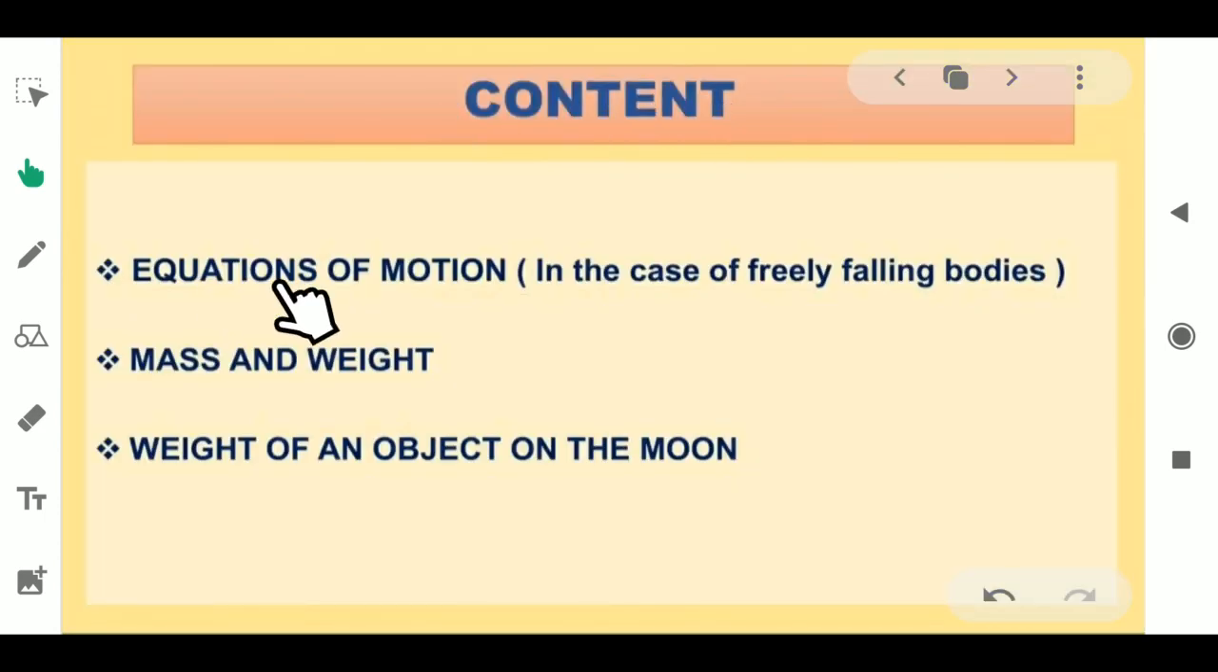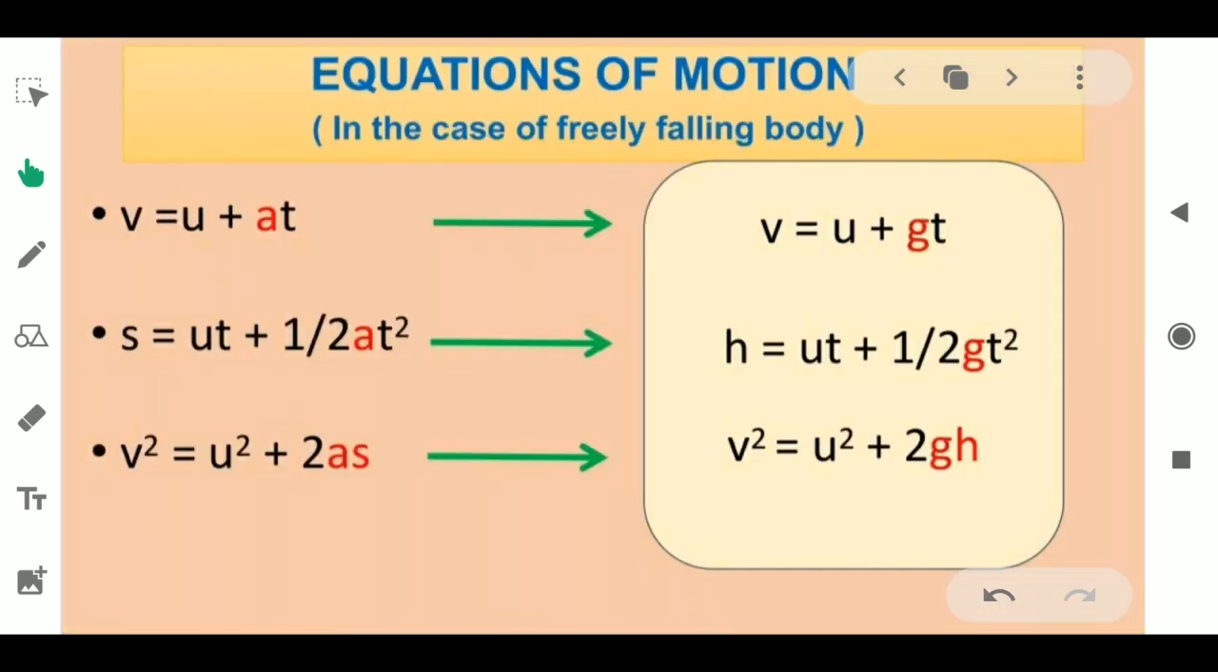Content: Equations of motion in the case of freely falling bodies, mass and weight of an object on the moon. So dear students, let's begin with equations of motion in the case of a freely falling body. It's a very simple idea.